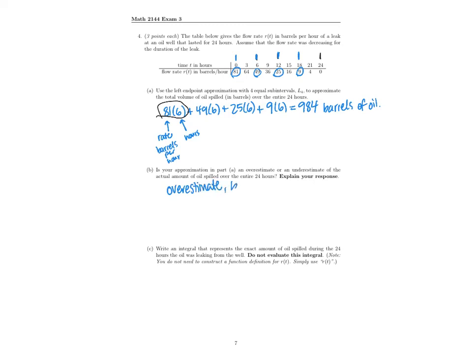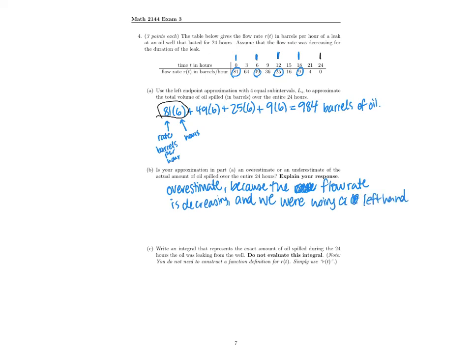And the reason is because the flow rate is decreasing, and we were using a left-hand sum. So in other words, we're always using, as our approximation for each of those time periods, an upper estimate for the flow rate for each of those intervals.